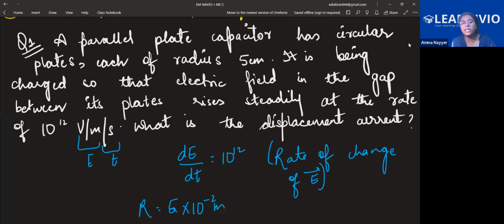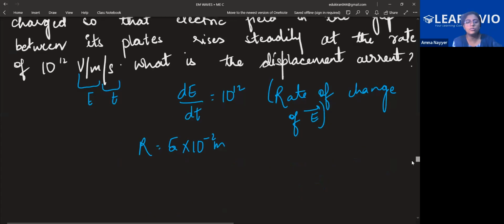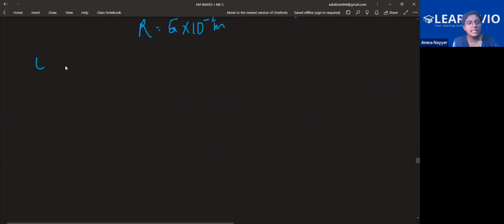So epsilon naught d phi over dt. Epsilon naught we know, dt we can figure out, but what about phi? For d phi, we will calculate it through the flux. Flux is equal to electric field into area. Yes, class, electric field into area can be calculated, right? So electric field, let's leave the electric field as it is.